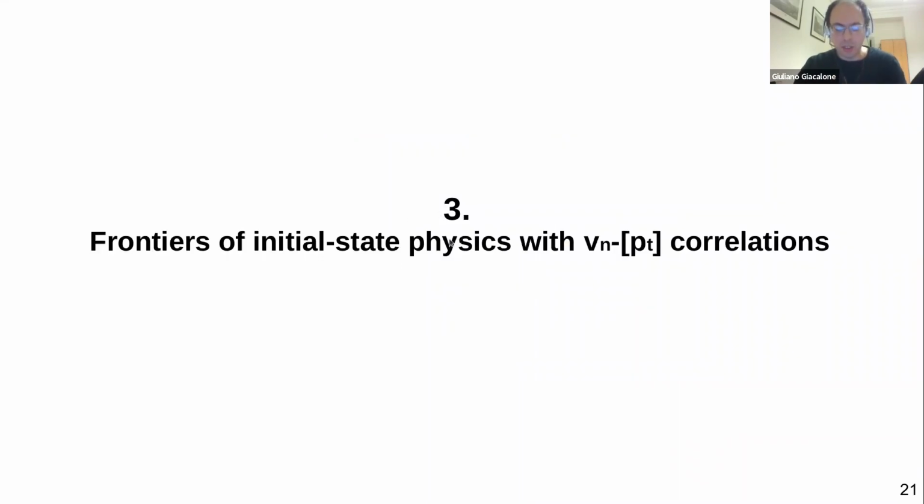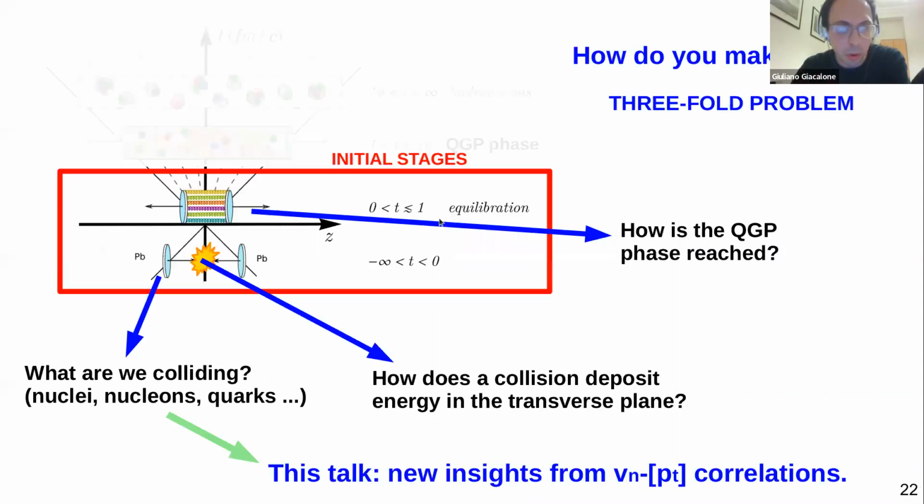So now that I have clarified the underlying physics, let's go to what you can probe with these observables in terms of initial state physics. The problem of getting to the QGP involves three ingredients mostly. What are you colliding? So it's nucleons, nucleon constituents like quarks, gluons. What actually matters for the interaction? Then how does the interaction occur, and how is the QGP phase reached? Then there is something which will turn the initial out-of-equilibrium energy density into the QGP.